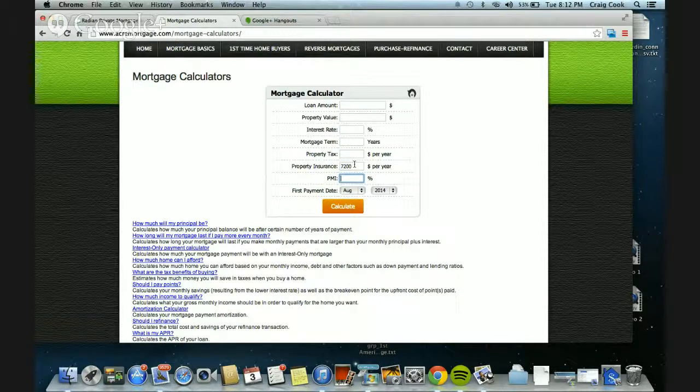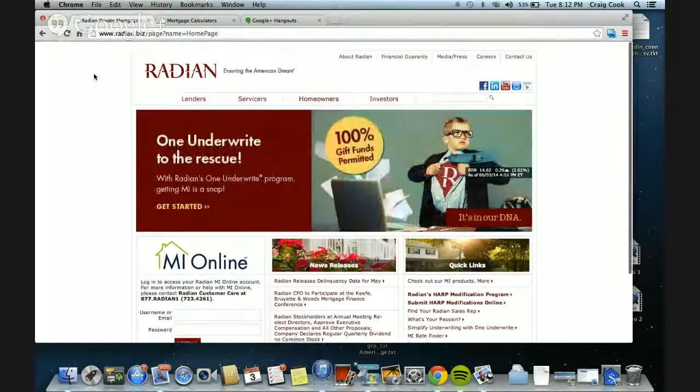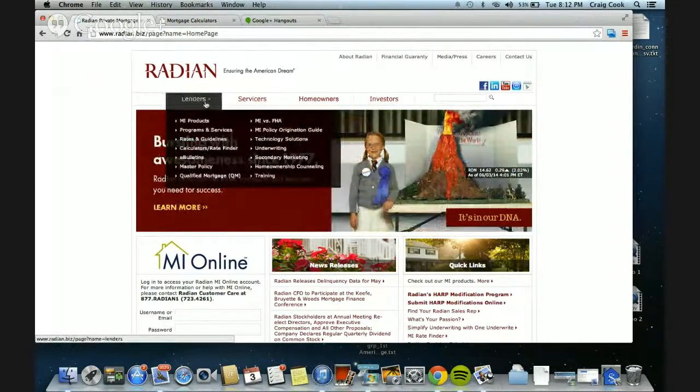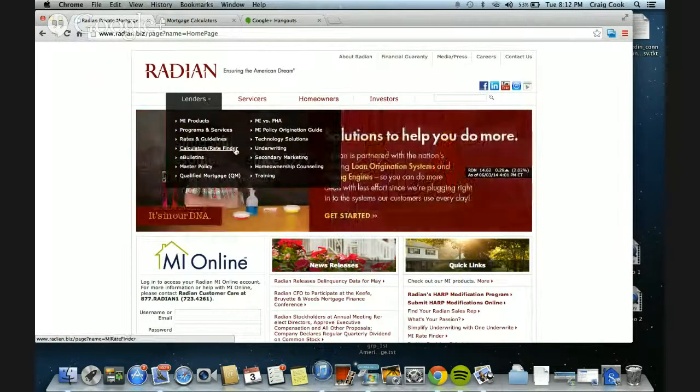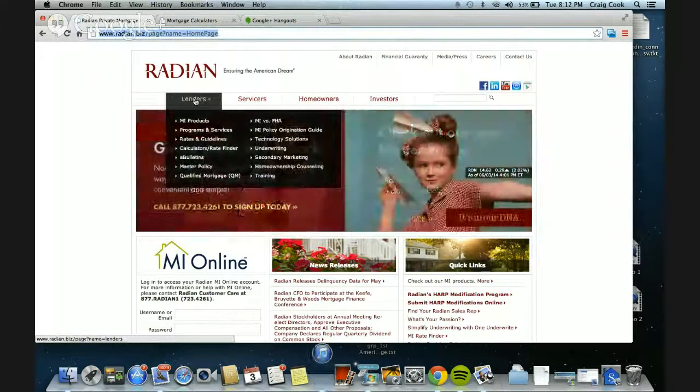For a conventional mortgage, we would go to a private mortgage insurance company to use their calculator. I use Radian often for their calculator just because it's easy. It doesn't mean I use them all the time for mortgage insurance, or that I have to use them for any reason. It's just an easy way for me to calculate an estimate of mortgage insurance for clients. So I go to lenders, then calculators and rate finder. I forgot to tell you, go to radian.biz if you want to check out some quotes for private mortgage insurance.